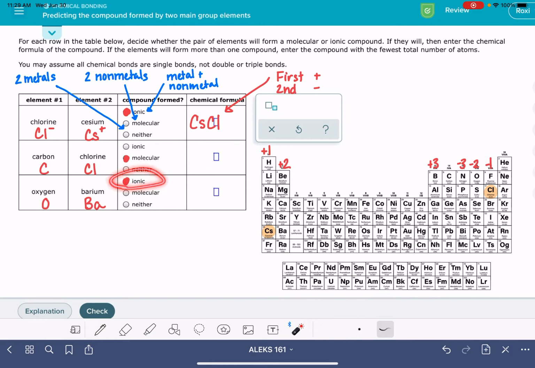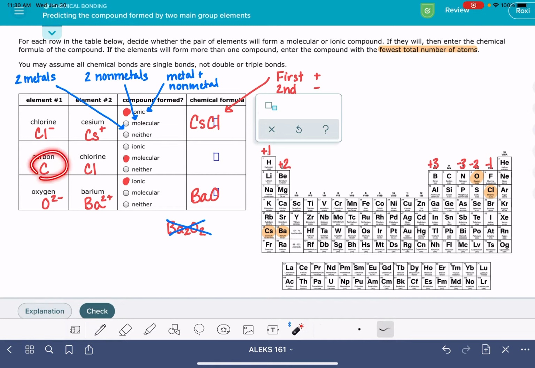Let's do our other ionic compound. We have oxygen and barium in this one. Oxygen is located right here, so that's a 2- ion, and barium is right here, so that makes it a 2+ ion. We want to combine these together in a way that the positive charges balance the negative charges. 1-to-1 ratio is going to give us the correct combination. Cation first, anion second. And ALEKS does give you a little bit of a hint here. When we're writing the compound, write it with the fewest total number of atoms. So if you had been tempted to write Ba2O2, don't do that. You want to reduce that down to the smallest total number of atoms.